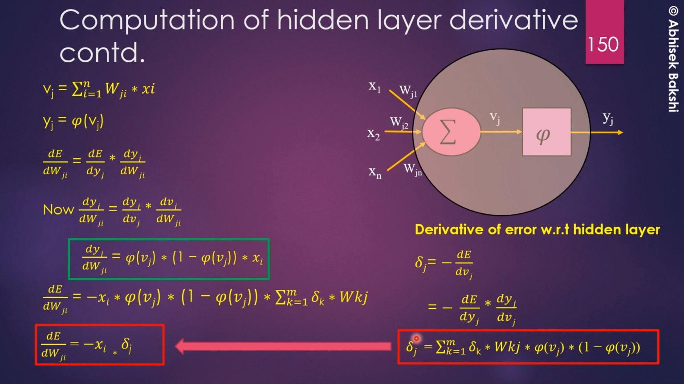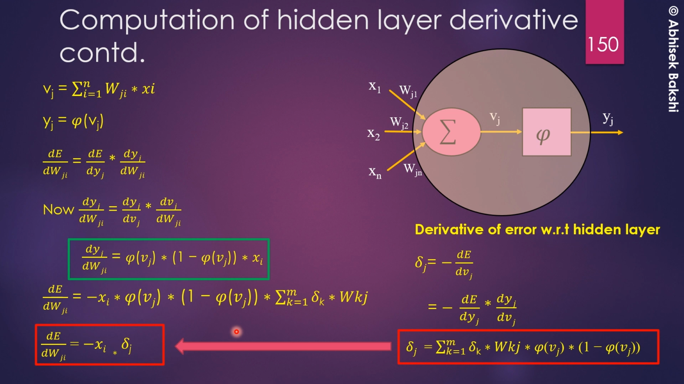And why am I calculating this? Because if you look into that, the whole part is present here. You see, the summation over k from 1 to m of delta k into wkj, which is this part, multiplied by yj into 1 minus yj. So this part is basically nothing but delta j. So now the representation becomes easy. That means the derivative of error with respect to wji is nothing but minus xi into delta j. Right?